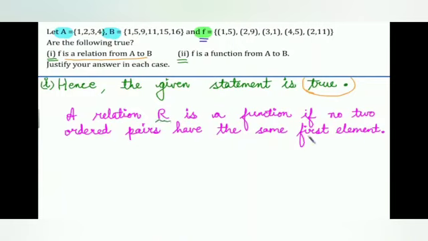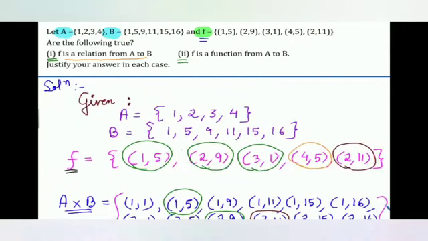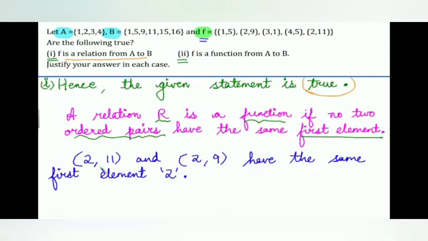A relation R is a function if no two ordered pairs have the same first element. For the second question, f is a function from A to B. So our definition of function is a relation R is a function if no two elements have the same first element. So you have to check 1, 5, 2, 9. Here you can see 2, 9 and 2, 11. So 2, the first element, is repeated 2 times. 2, 11 and 2, 9 have the same first element 2.